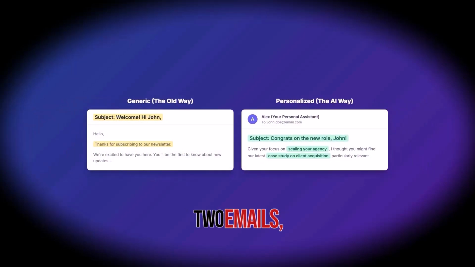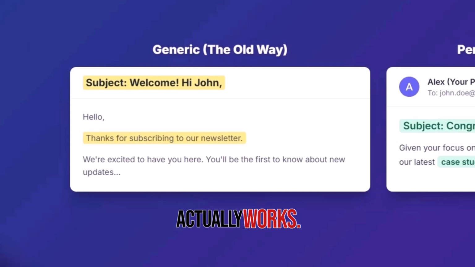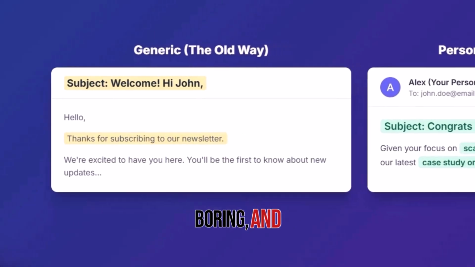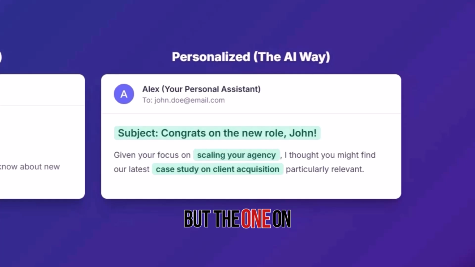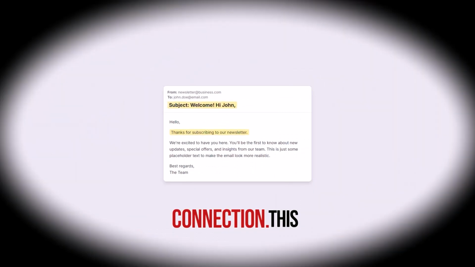Look at these two emails. They're both welcome emails, but only one of them actually works. The one on the left is the old way, generic, boring, and easily ignored. But the one on the right, that's the AI way. It's personal, relevant, and builds a real connection.